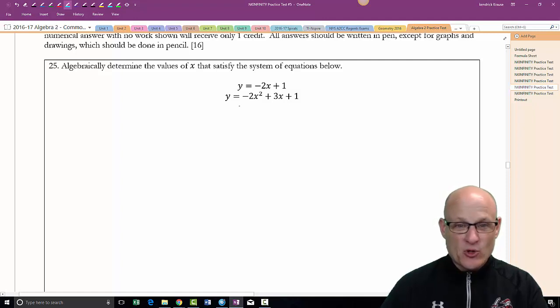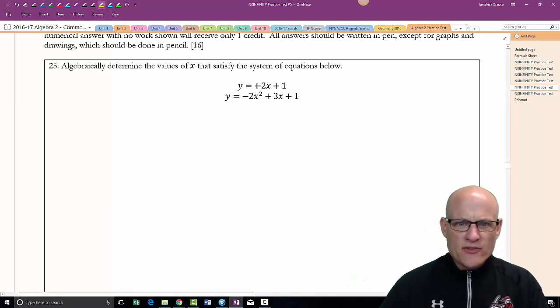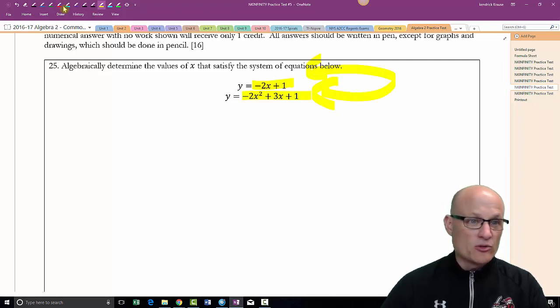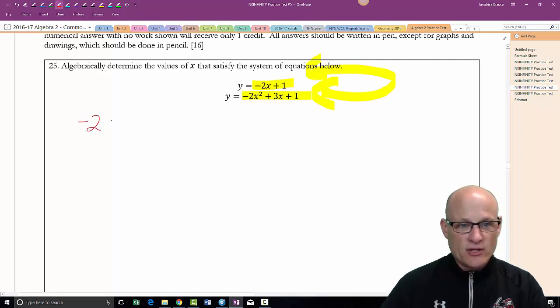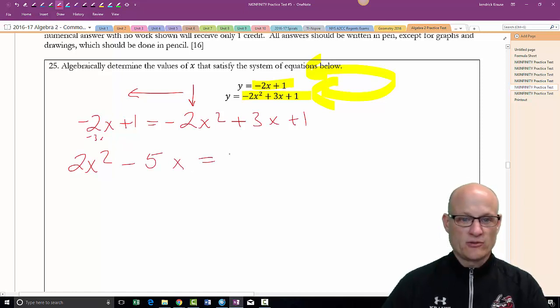So if you haven't done this before, do this. But let me just give you a hint. This is equal to y, and this is equal to y. So these two things are equal to each other. So negative 2x plus 1 equals negative 2x squared plus 3x plus 1. Now, because my x squared is negative, it's all going to come to this side. So 2x squared minus 3x minus 5x equals 0. Because the minus, those will just cancel, right?